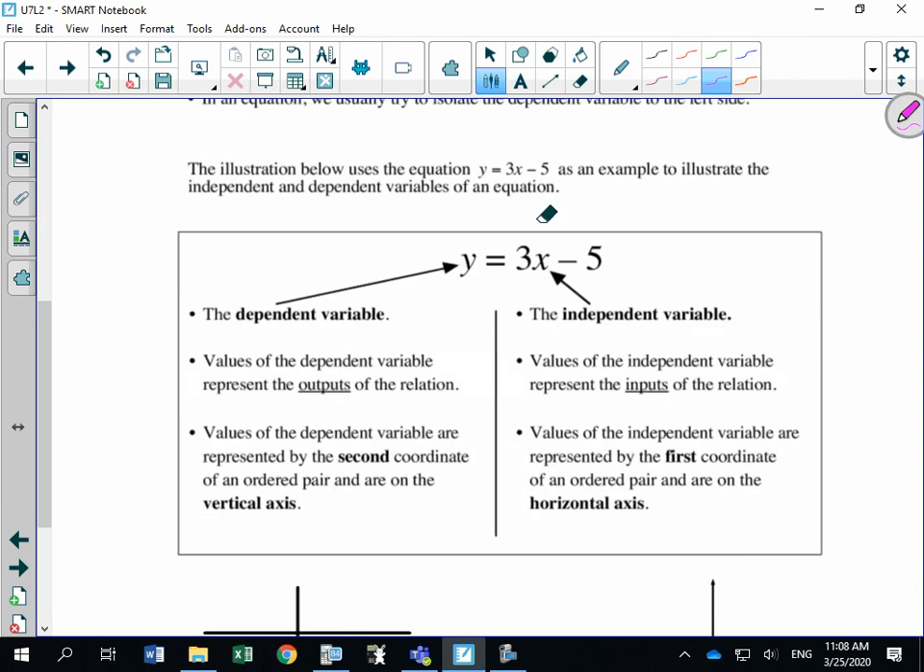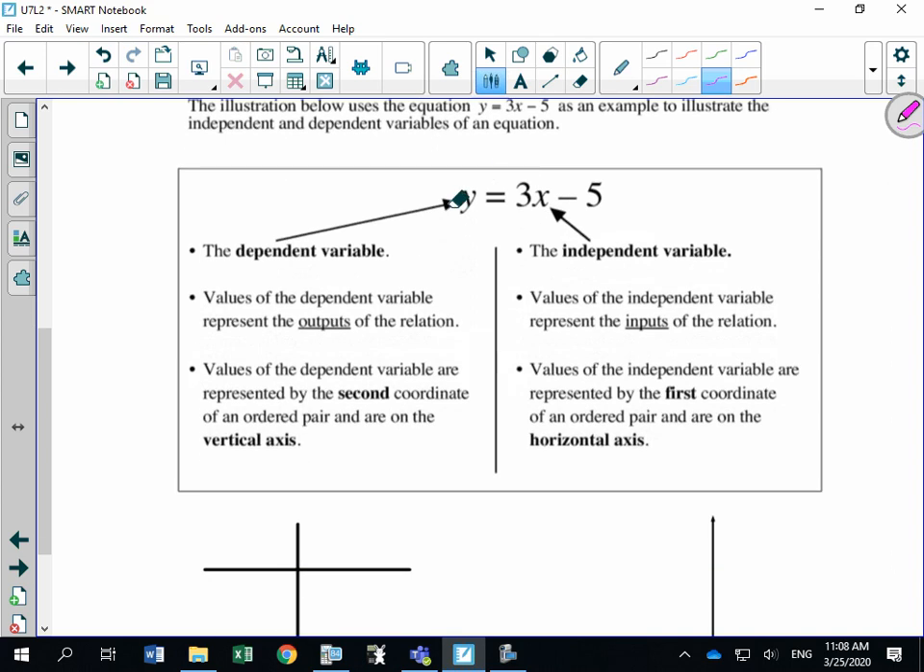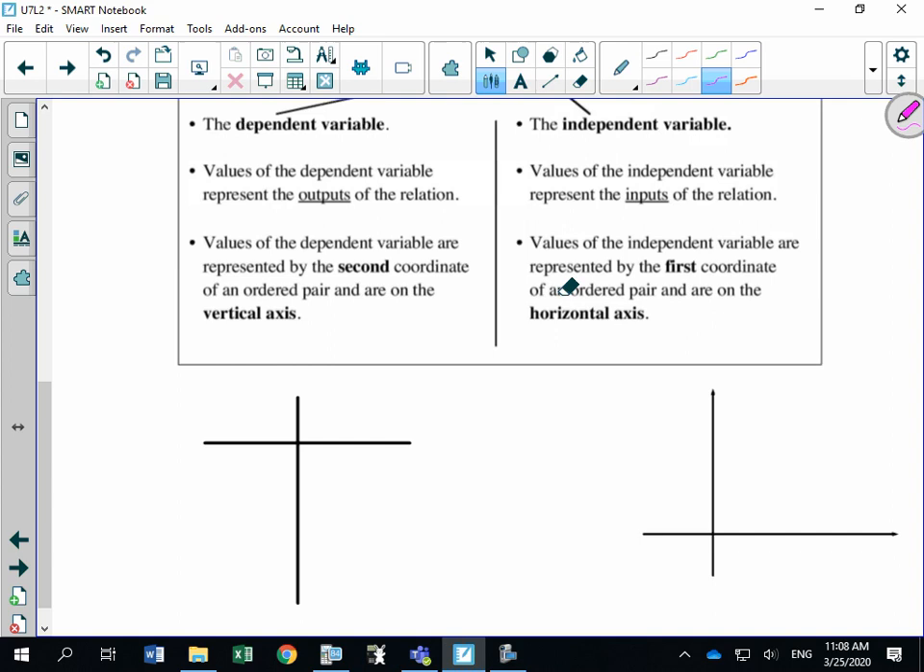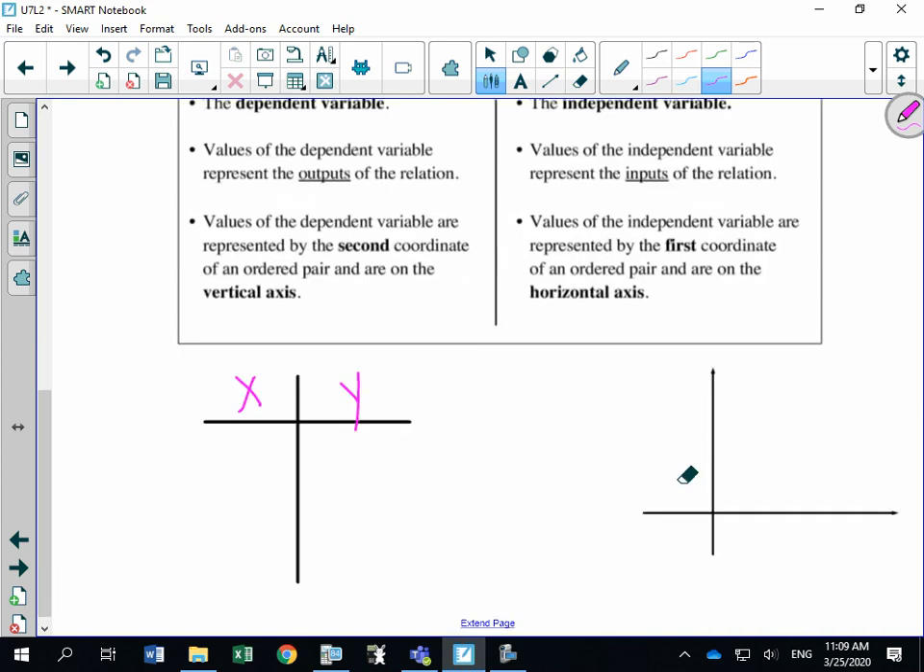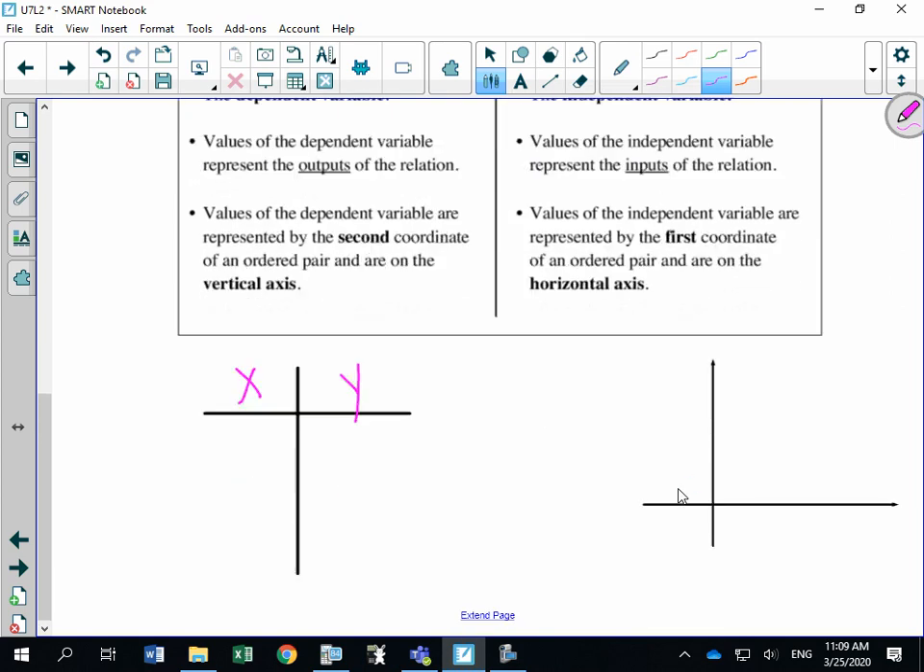They give us an example down here. So here's an equation. Y is equal to 3x minus 5. So I want you to do a few things. I want you to set up a table of values, and we're going to put x over here and y here. And then we're going to graph this, and then I'm going to show you actually how to do this on your calculator. So on my Cartesian plane, there's my x values, and here's my y values.